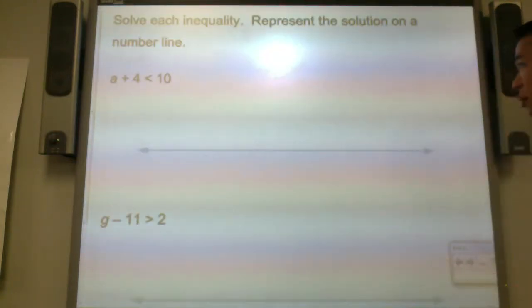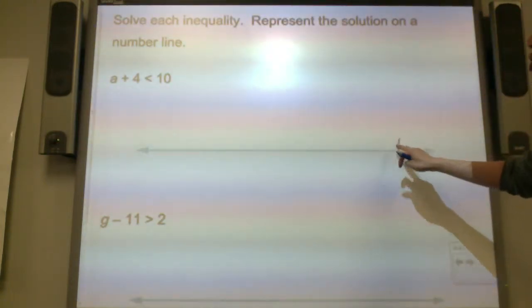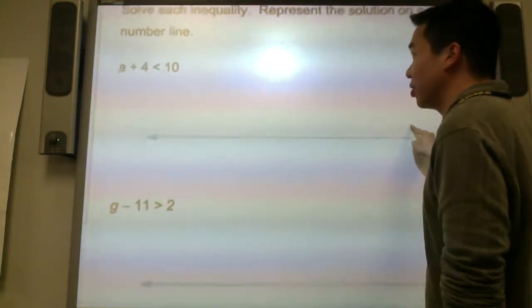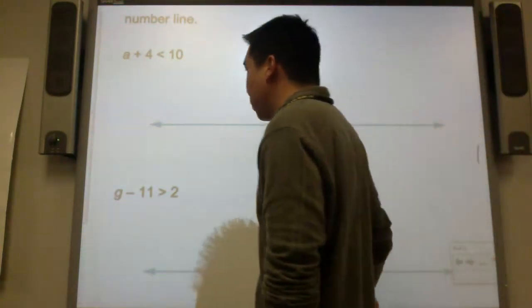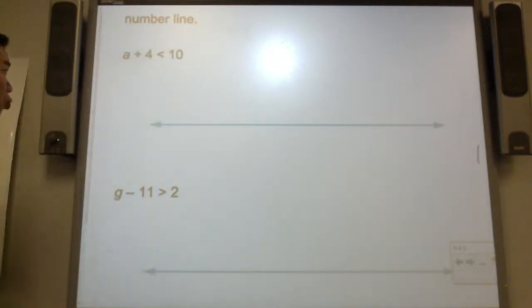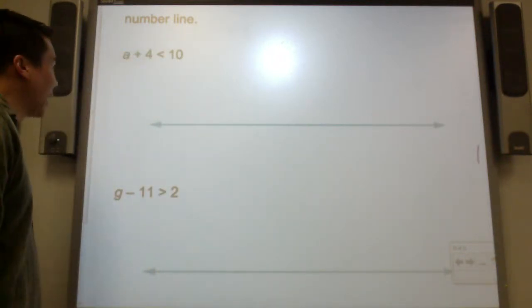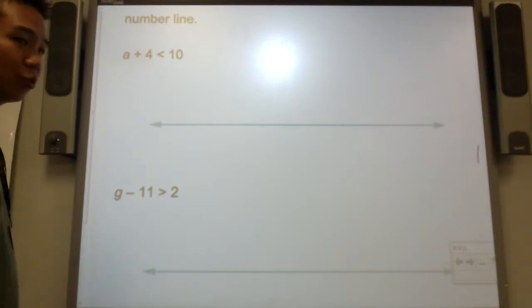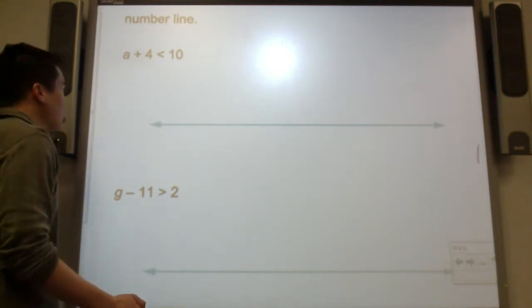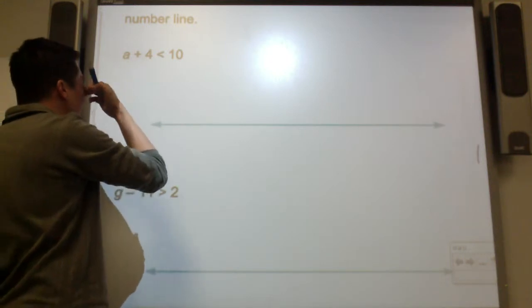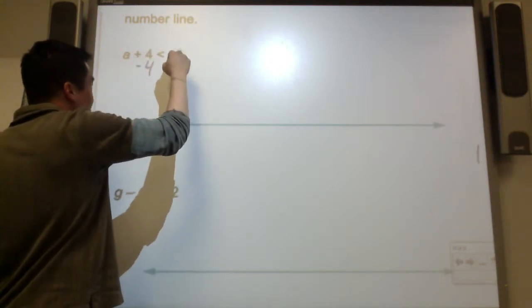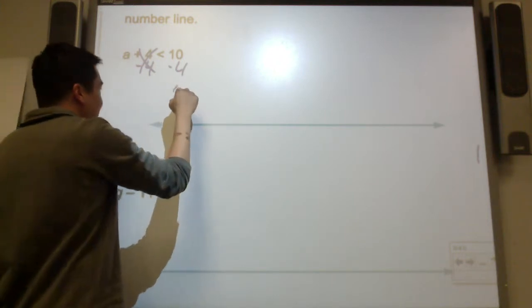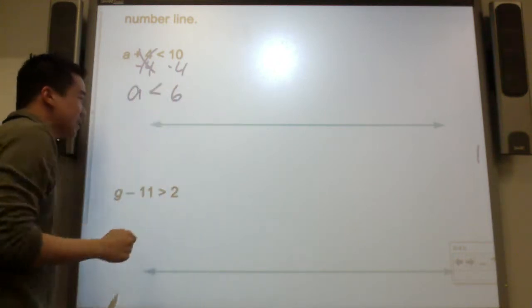So let's go to a couple of examples now. Solve each inequality, represent the solution on the number lines. So let's do our first example. A plus 4 is less than 10. Will you be able to graph it? Let's solve it. So solve for A. What operation is the opposite of plus 4? Minus 4. Minus 4. Cancel. 10 minus 4 is 6. A is less than 6.